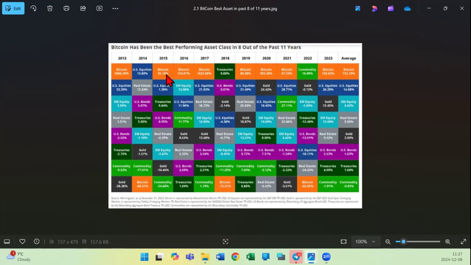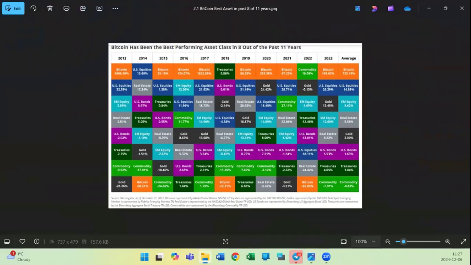Okay. Now, other assets are really good. Like gold is a really good asset to hold. Yeah, that's great. Real estate is another really good asset to hold. Those are awesome. But the best one is Bitcoin. Why is Bitcoin the best one?